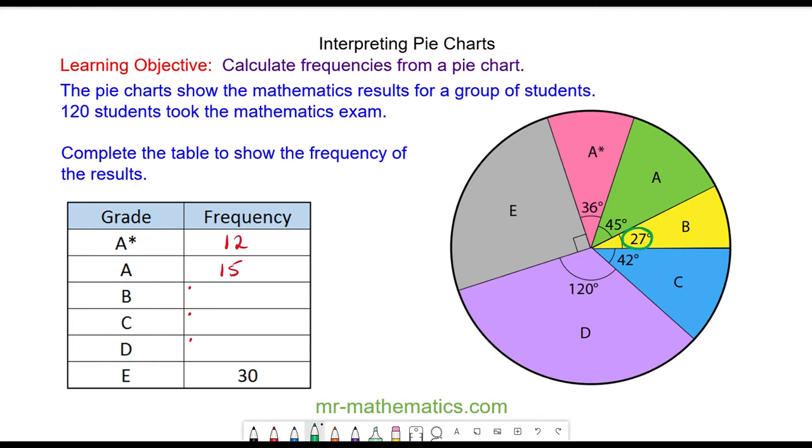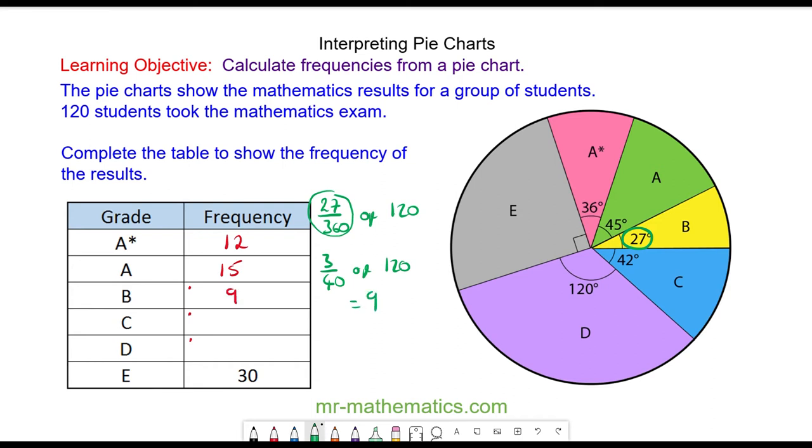For grade B, we have 27 degrees out of the entire 360 of the sample of 120. We can simplify this fraction to 3/40, and 3/40 of 120 is equal to 9.